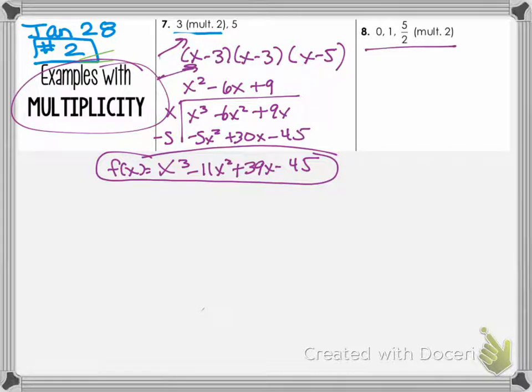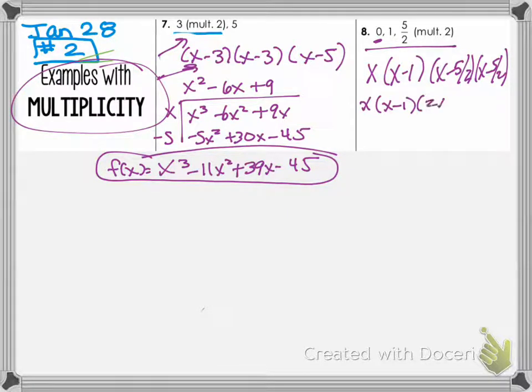Let's do number 8 just to remember what we do with these 5 halves, and also with this 0. I don't know if we've done one yet with a 0. That just means you must have an x on the outside. And then you have an x minus 1. And then you have an x minus 5 halves, and you have 2 of them. Okay, we're going to rewrite the x minus 5 halves, though, to 2x minus 5. So we have x and x minus 1, and we have 2x minus 5 and 2x minus 5. Okay, so that makes it a little bit easier to work with.